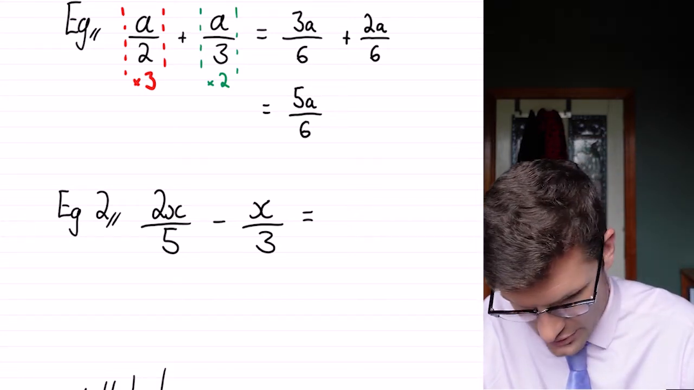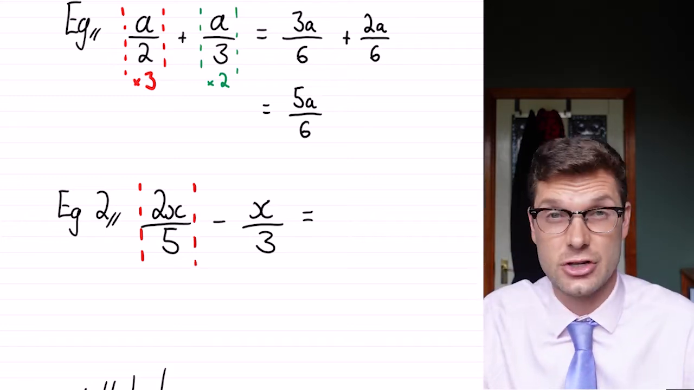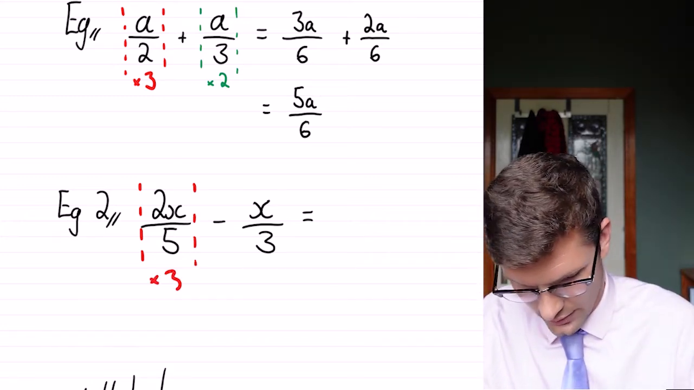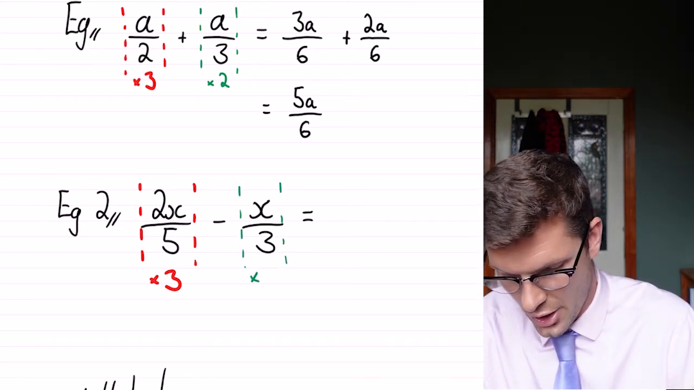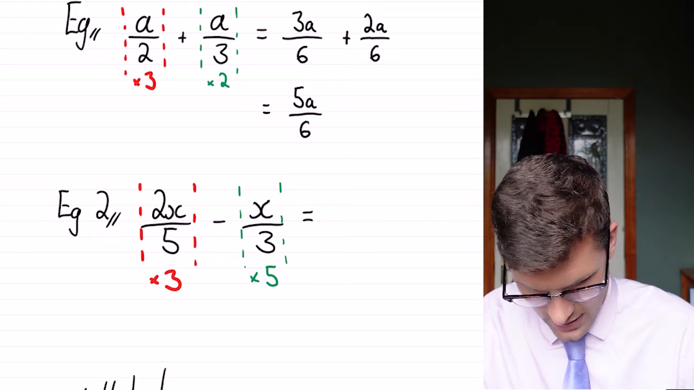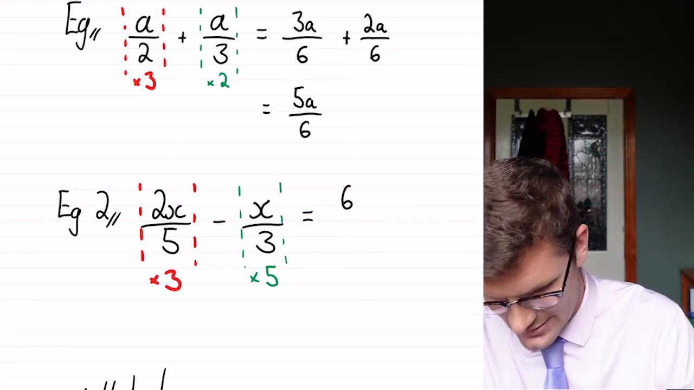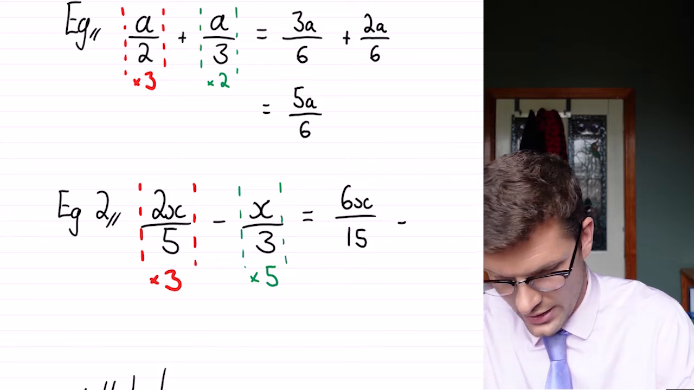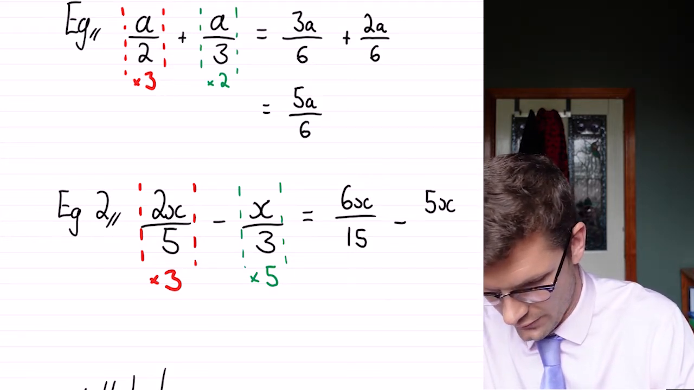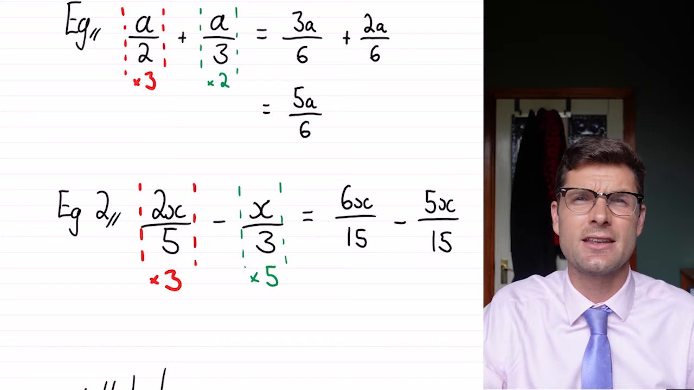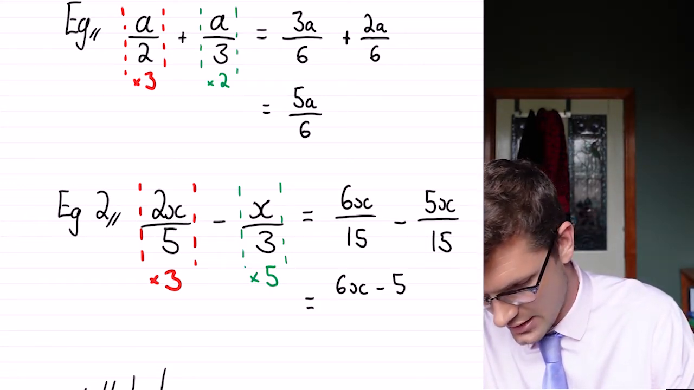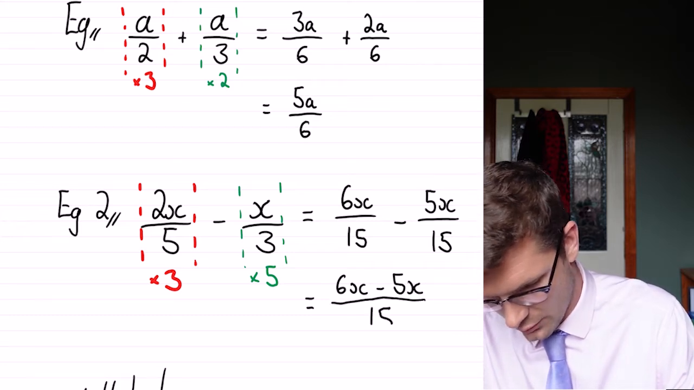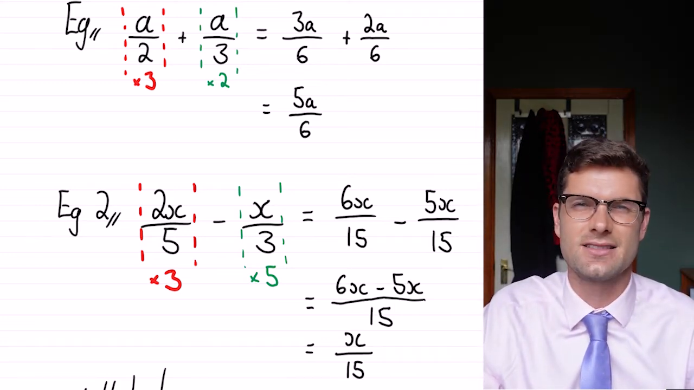Just for our second example, we're going to use some subtraction, but it's the exact same process. So this first term is going to be multiplied by the denominator of the second term, so times that whole thing by 3, and then I'm going to multiply this whole second term by the denominator of the first one. Then as I write these down, I've got 6x over 15 minus 5x over 15. Because the denominators are the same, I can make it one fraction, which makes it 6x minus 5x over 15, which really just equals x over 15, full marks, done.